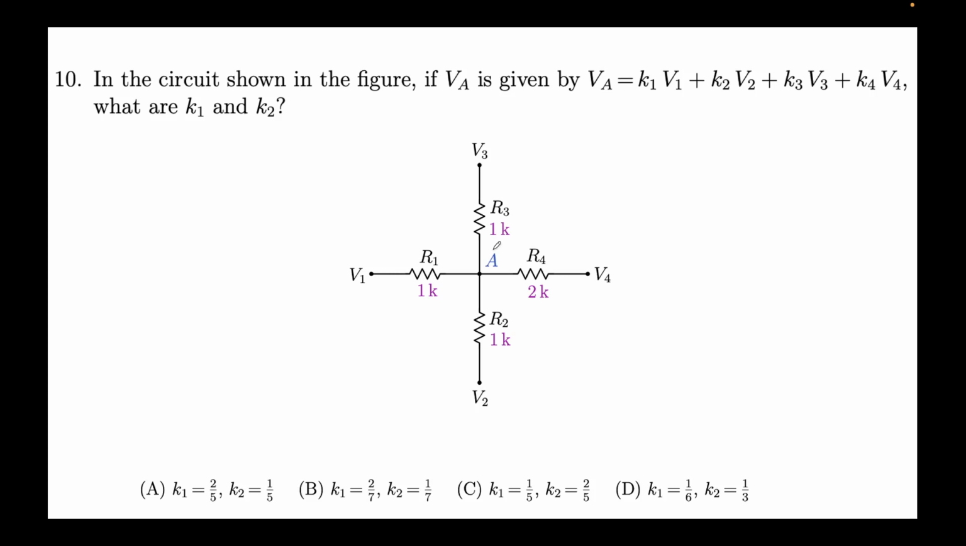So again, this is a very interesting question. The question says, in the circuit shown in the figure, VA is given by this expression: K1 V1 plus K2 V2 plus K3 V3 plus K4 V4. This is the expression.